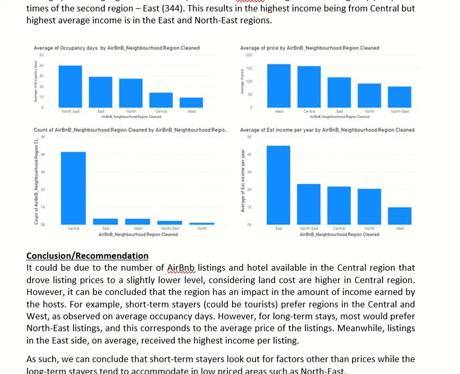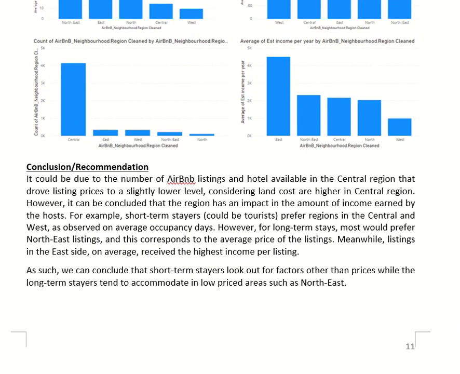The next chart is a count of the Airbnb listings by neighborhood region, showing the number of listings in central. This gives us a better understanding of why central has the highest income: it's because of the sheer number of Airbnb listings located in the central area. The average estimated income per year for each listing is actually highest on the east side, and not central nor the northeast. As an analysis, we can conclude that short-term stayers tend to look out for factors other than prices, while long-term stayers tend to accommodate in low-price areas such as the northeast.